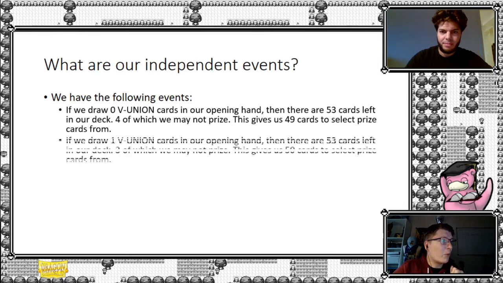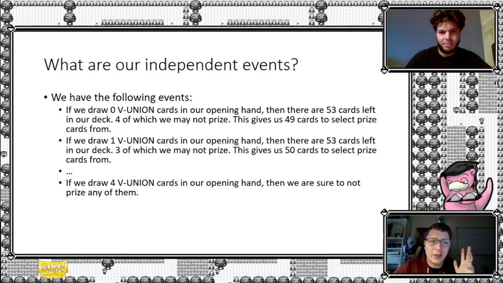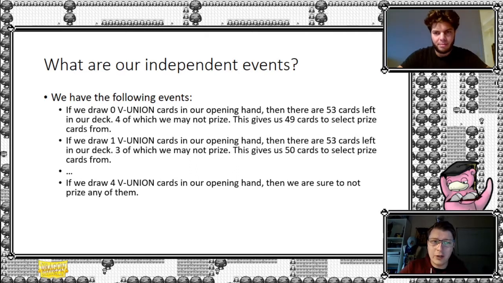And what people will see listed here is actually all the different cases, starting with if we have 0 V-Union cards in our hand, then we have 53 cards left in our deck. And how do we get 53 again? Please take me through this, because what are the numbers here that I'm looking at? We have 60 cards in our deck, and we drew 7 of them into our opening hand, so we have 53 cards left in the deck. However, since we drew 0 V-Union cards into our opening hand, 4 of these we cannot draw. So there are only 49 cards left to select prizes from.